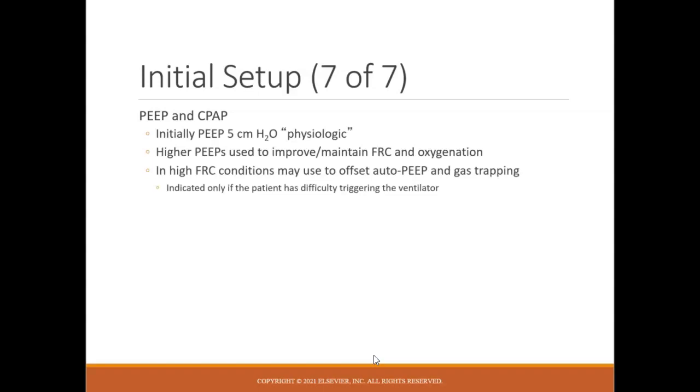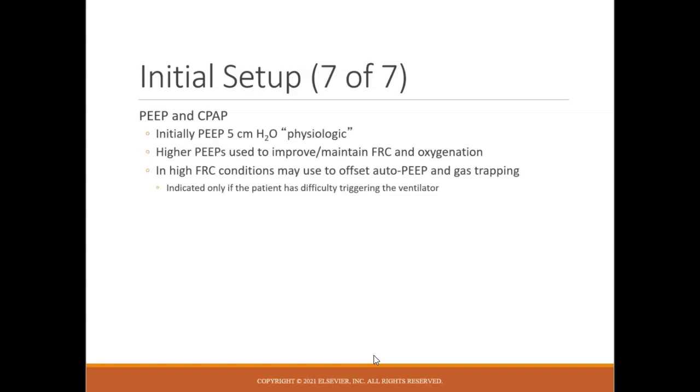Okay, PEEP. So initial settings of PEEP are easy because usually you're picking 5 of PEEP. A lot of times people consider that physiologic PEEP, like patients need a minimum of 5 of PEEP. Higher PEEPs, though, are used to improve and maintain FRC and oxygenation. So if you have a patient that has issues with oxygenation due to shunting, or they have issues keeping an FRC due to poor lung compliance, you are probably going to need to use higher than 5 of PEEP. So sometimes 8, 10, 12 of PEEP. None of those numbers are necessarily abnormal.